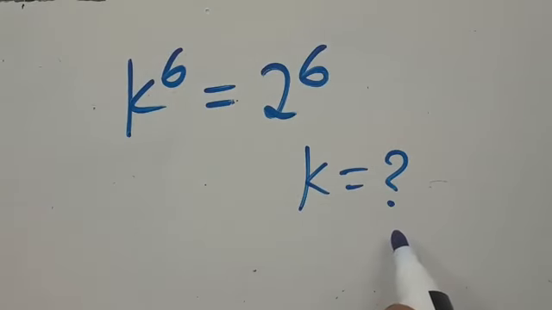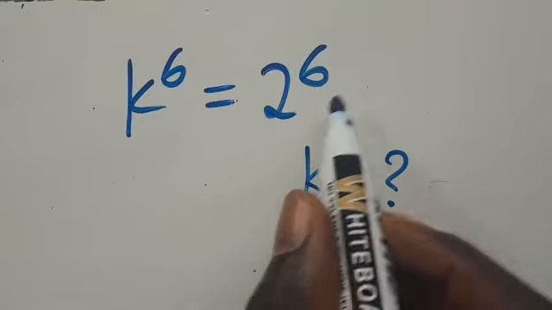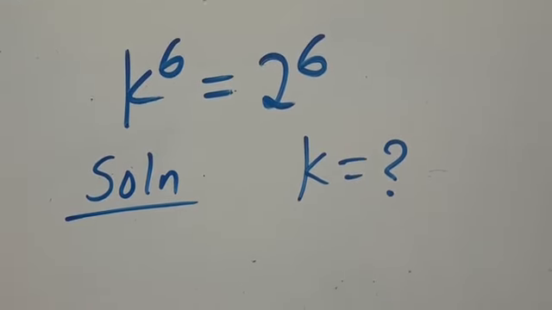What will be the value of k, given that k to the power of 6 equals 2 to the power of 6? Let's go to the solution.